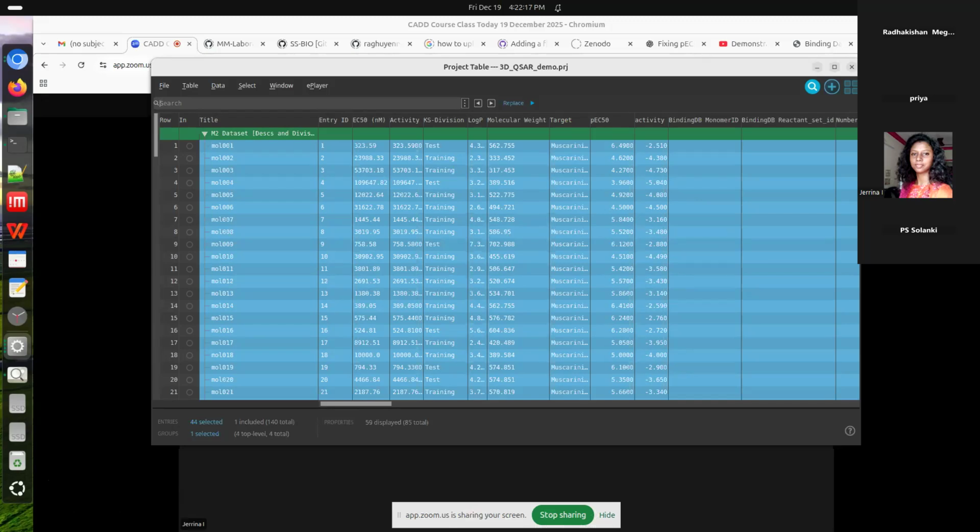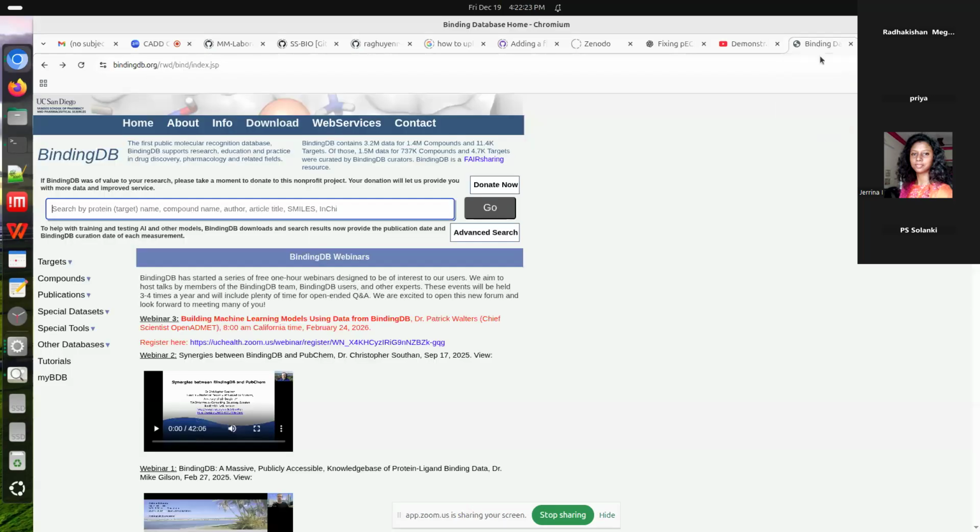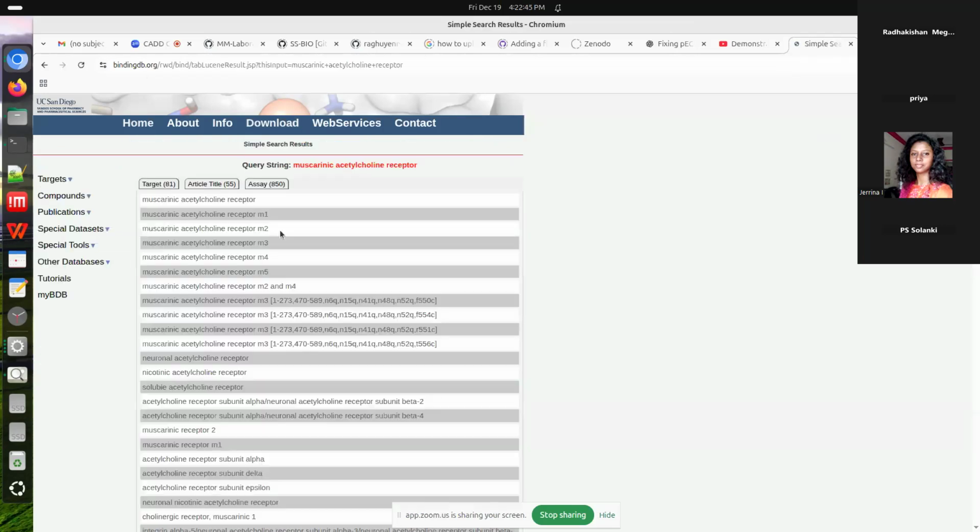Usually the data sets are in the form of SDF files. You get them from the BindingDB database, where you can search by the target protein name, the compound name, the author, or the article title. I will search using the target name, which is muscarinic acetylcholine receptor. If you click go, you can get the data set. The target protein I aim for is the M2 receptor.